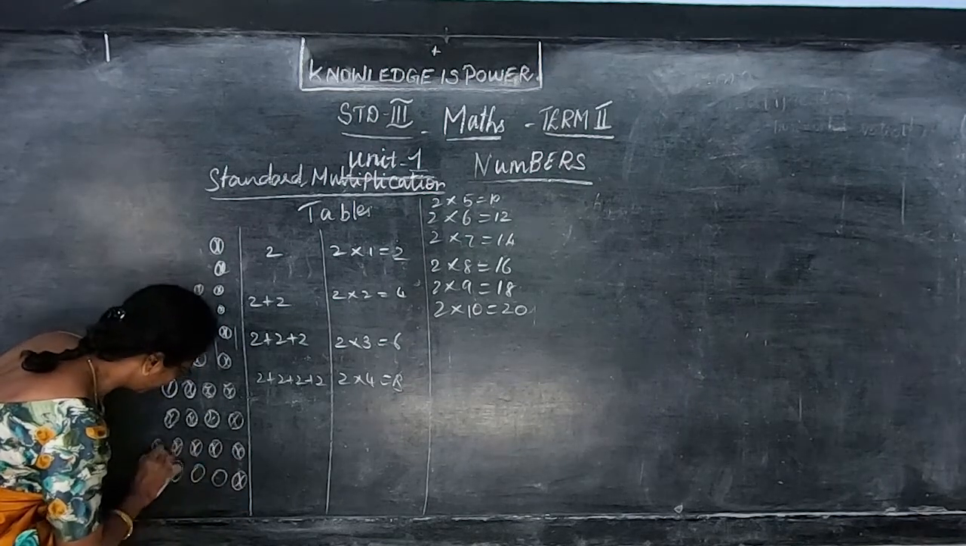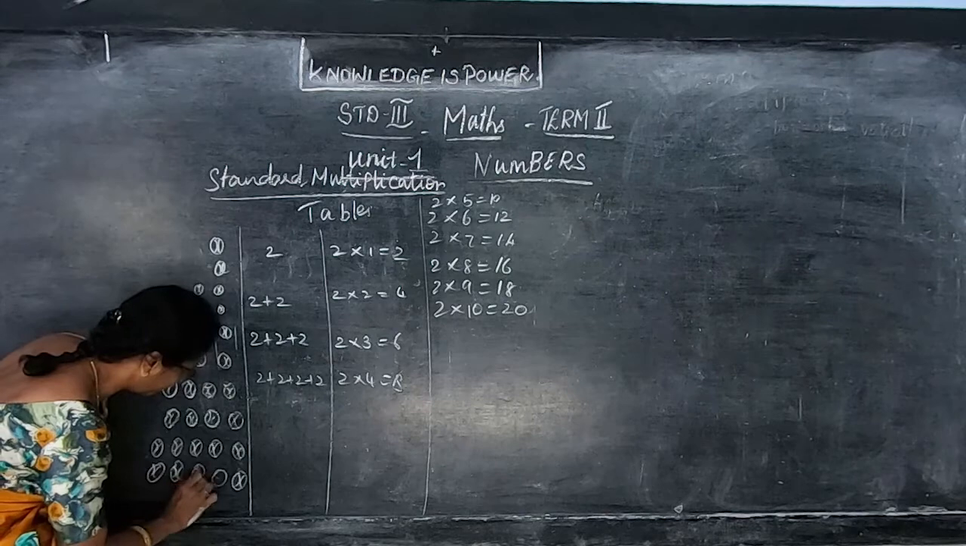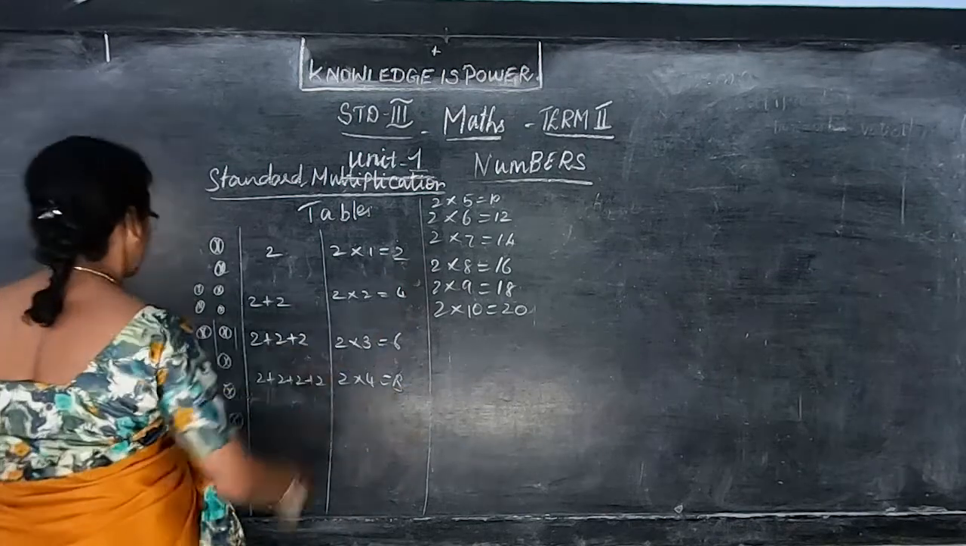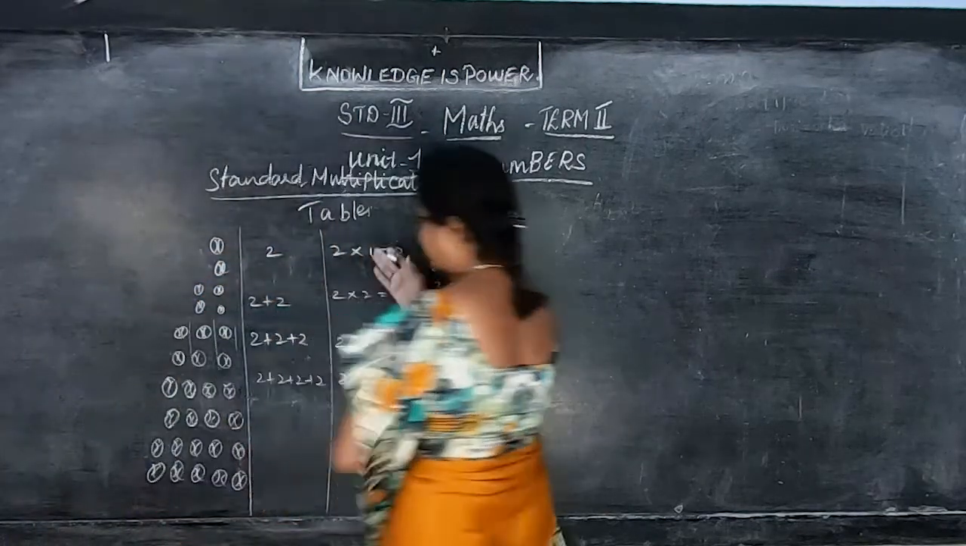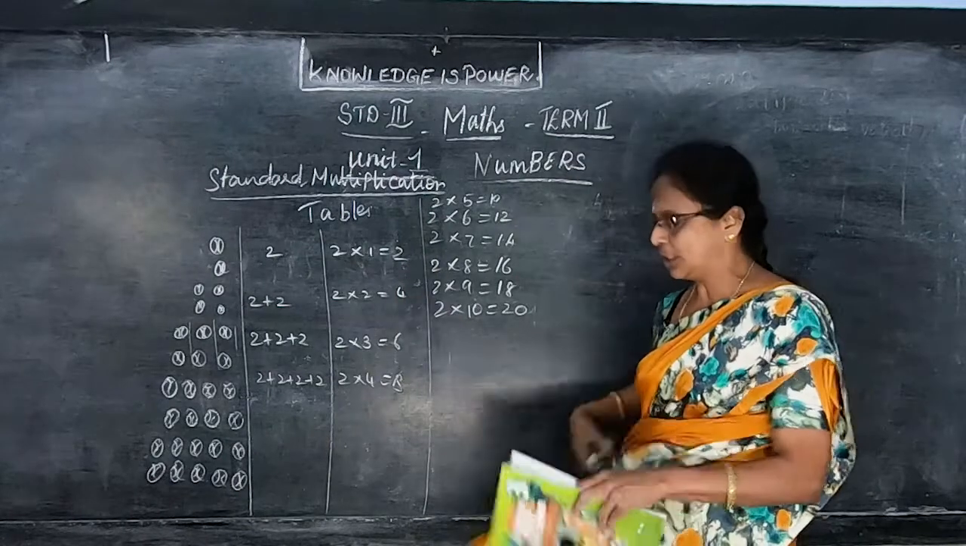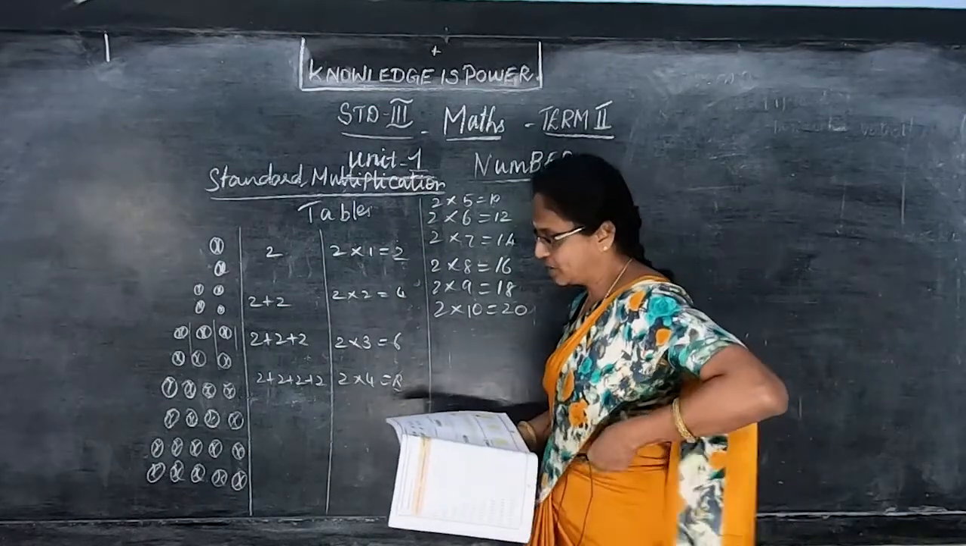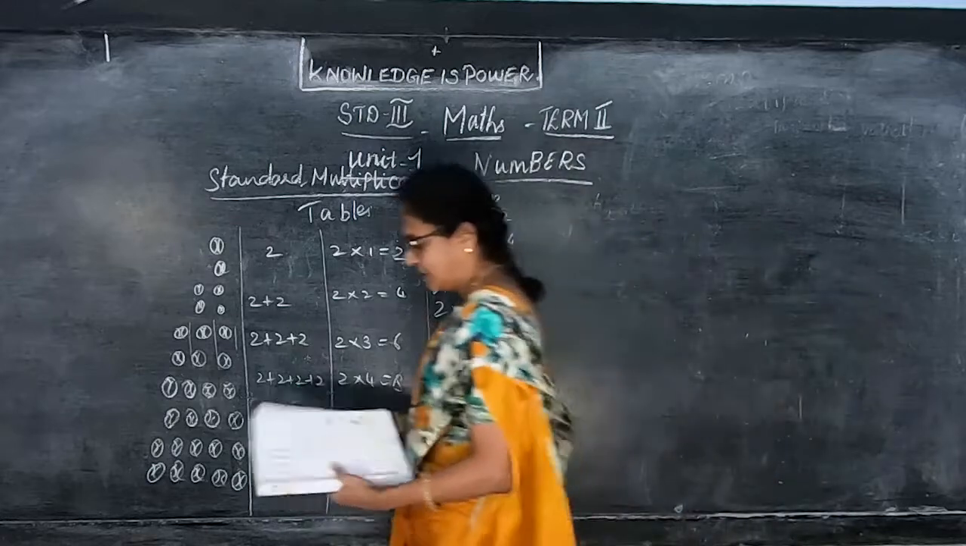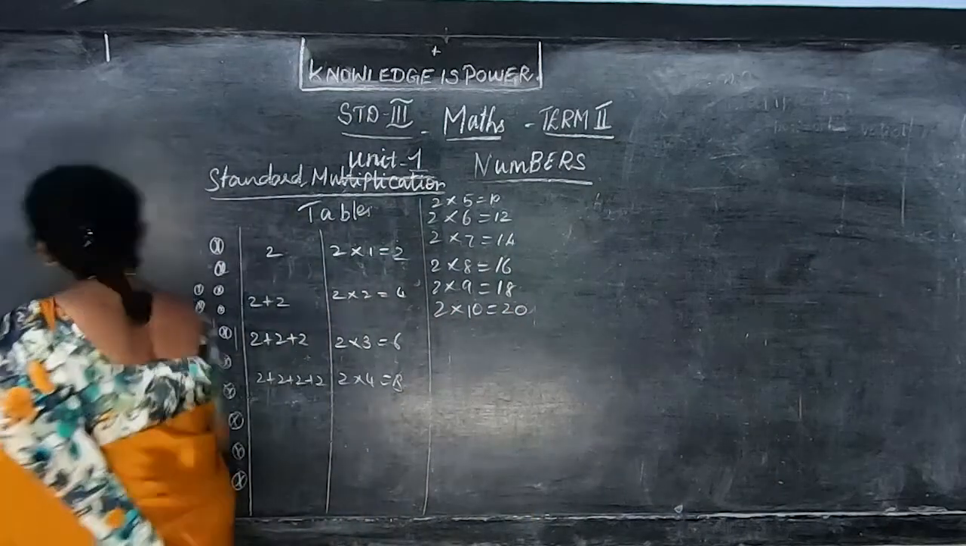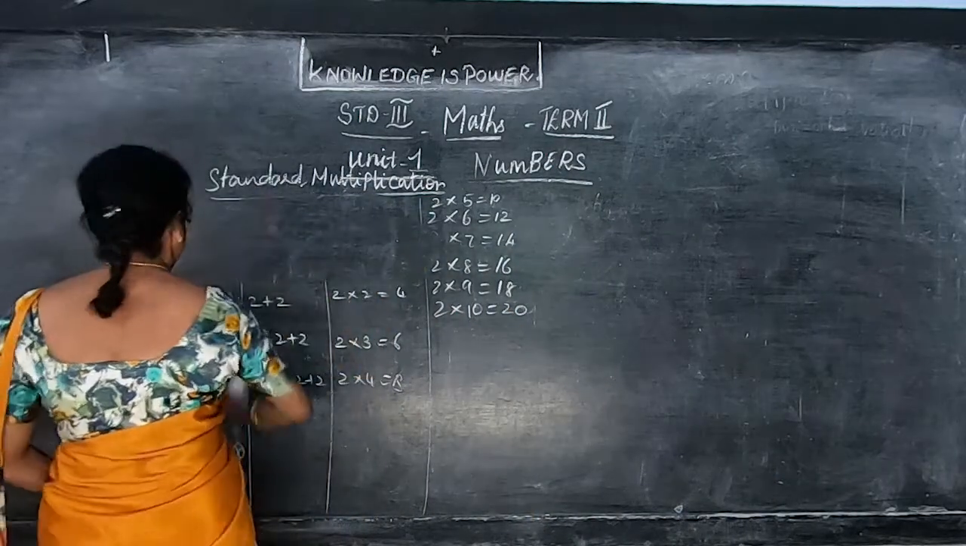So 2 balls. How many groups? 5 groups. So that is equal to 2 5s are 10. So you can know the 2 tables. 2 1s are 2, 2 2s are 4, 2 3s are 6, 2 4s are 8, 2 5s are 10. Okay, like this the 2 tables. So you all know the 2 tables.